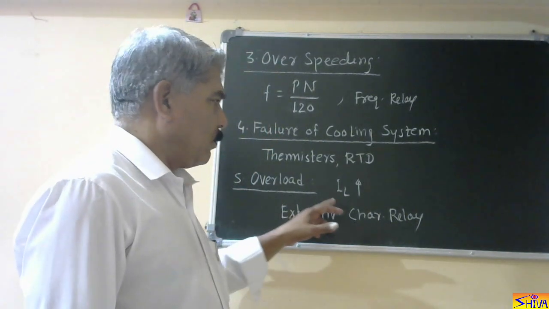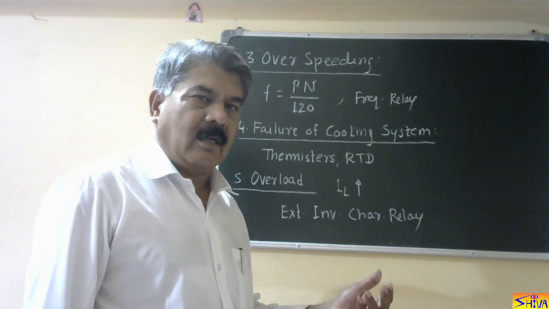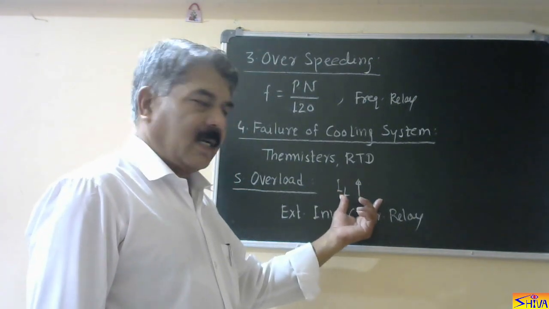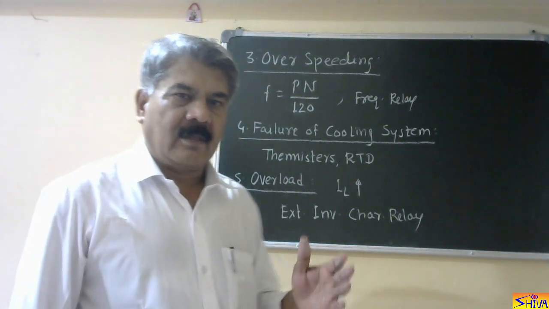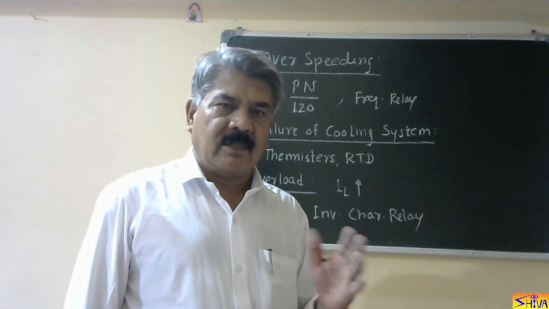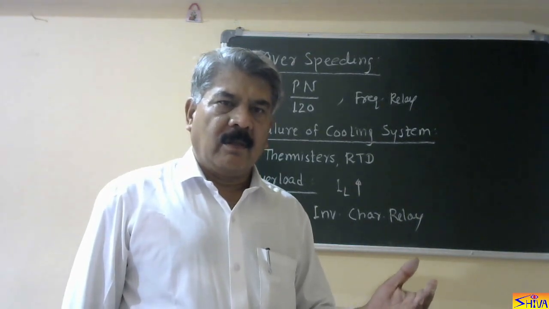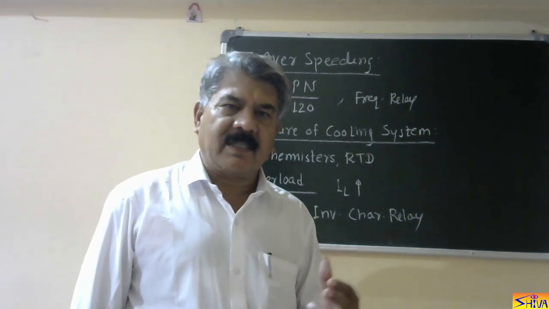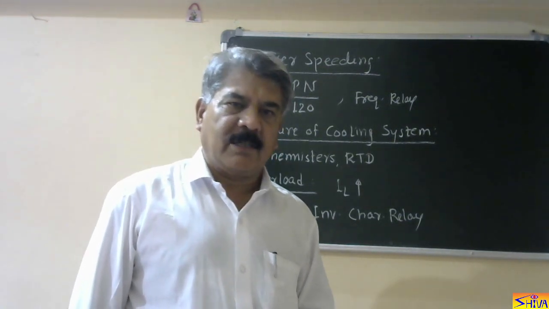Fifth condition is overload. Overload means the electrical load or electrical output requirement increases. So this increases the current. Now for all the machines, some overload is permitted for some duration. The higher the load, the higher the overload, the less will be the time for which it is permitted. So there is an inverse characteristic or inverse relation between overload and the time for which it is permitted.